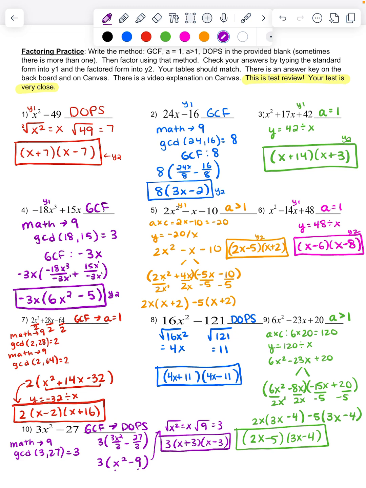Hopefully this helps. At this point, you can also finish the entire Math Excel. So I want you to use class time to work on that now.